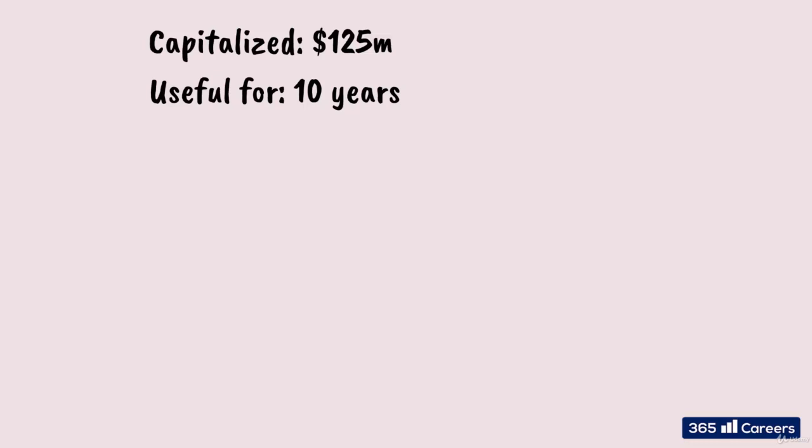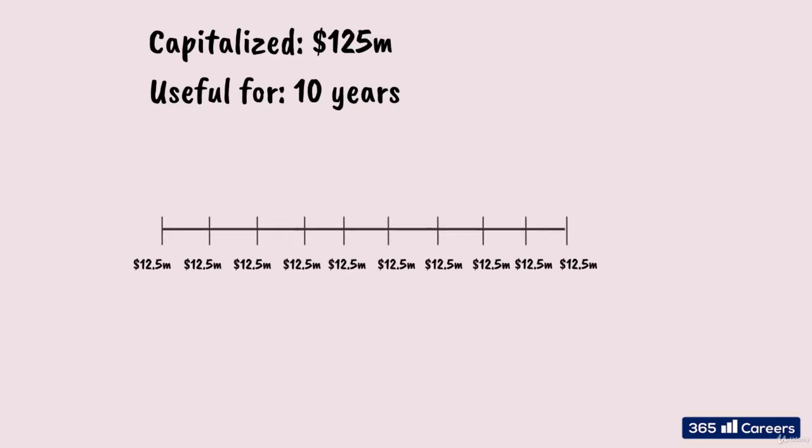Let's suppose the plant would have a useful life of 10 years. In that case, the company will start depreciating $12.5 million per year. Interest expenses are depreciated with the rest of the costs sustained for the construction of the plant. That's an important subtlety we would like you to remember.